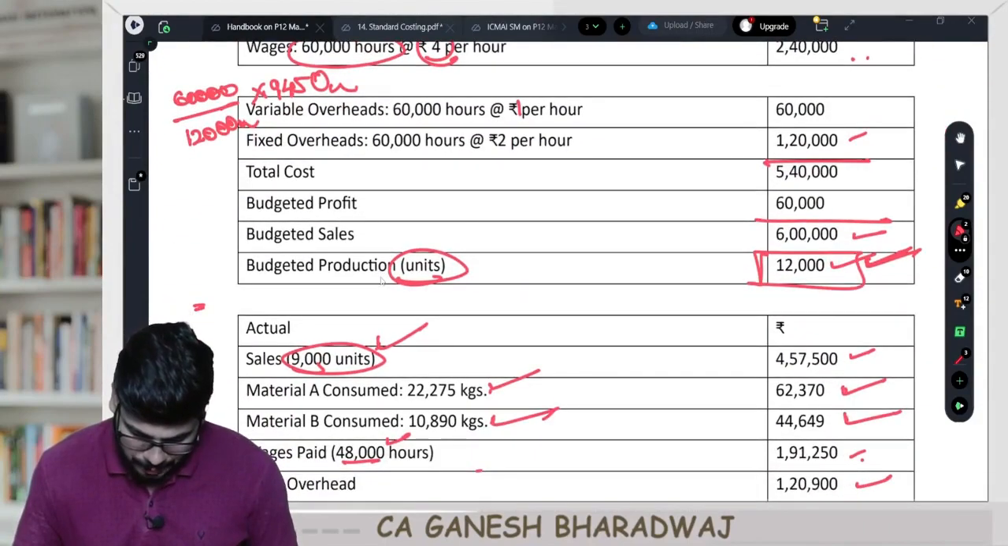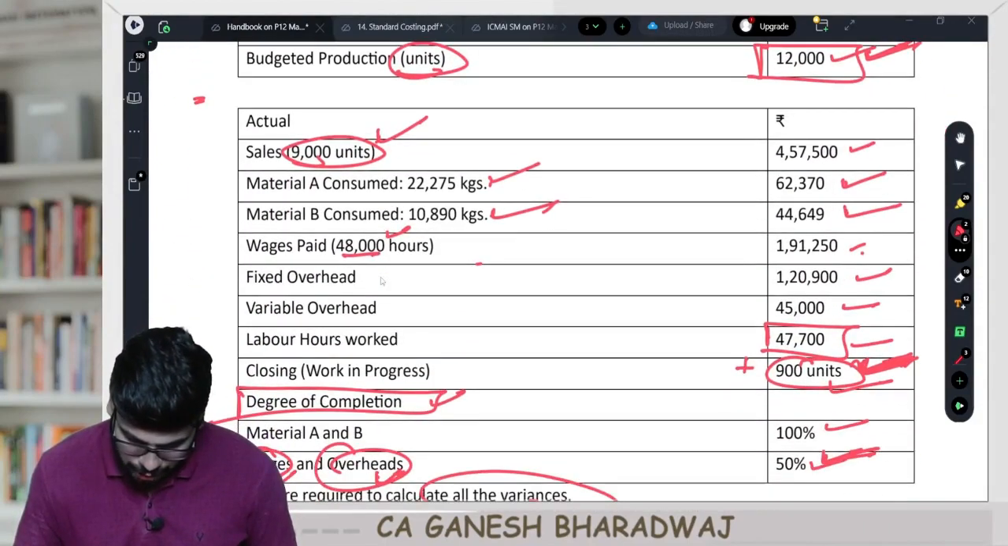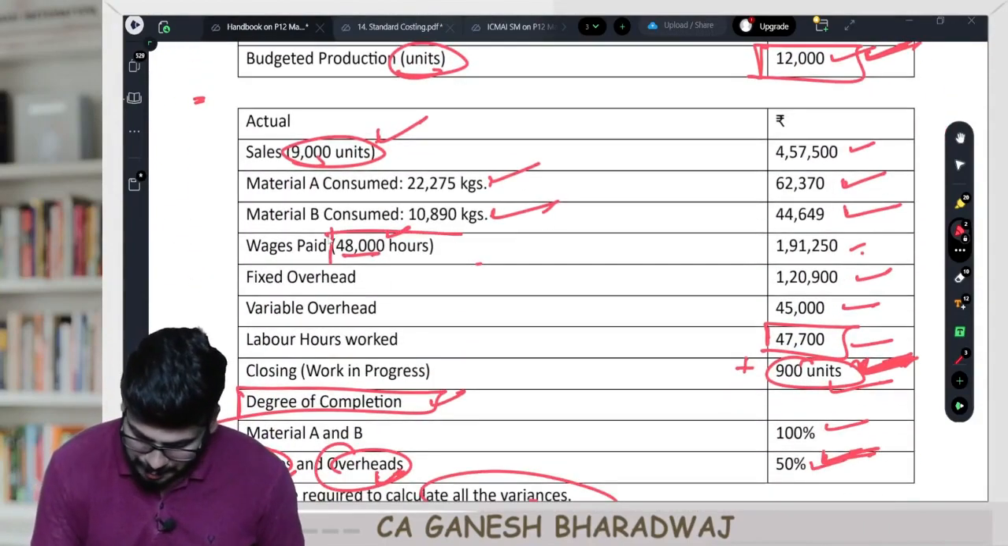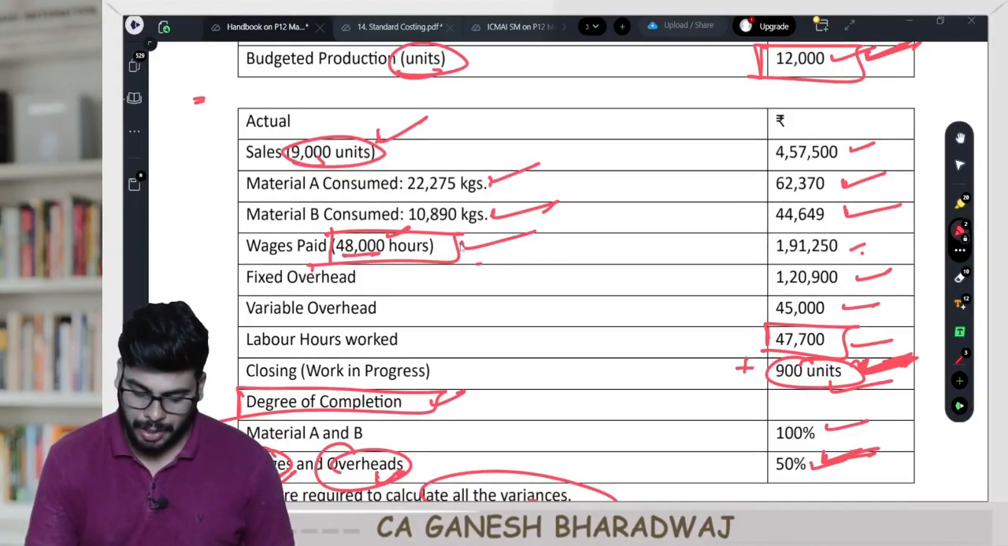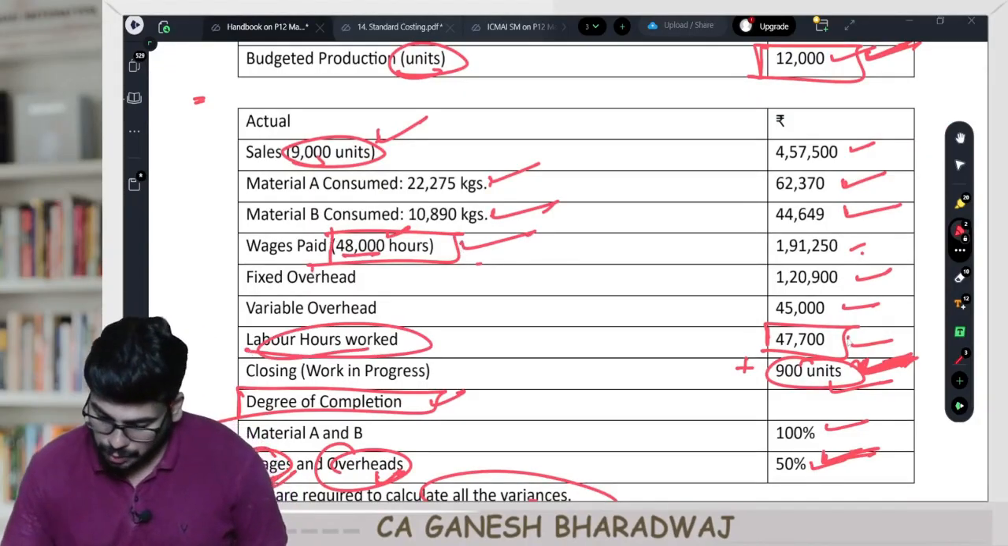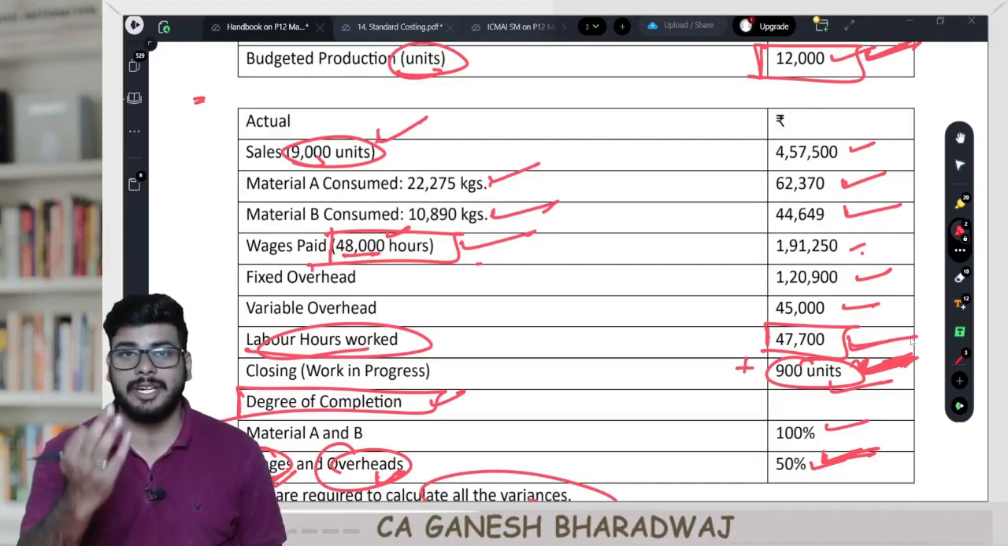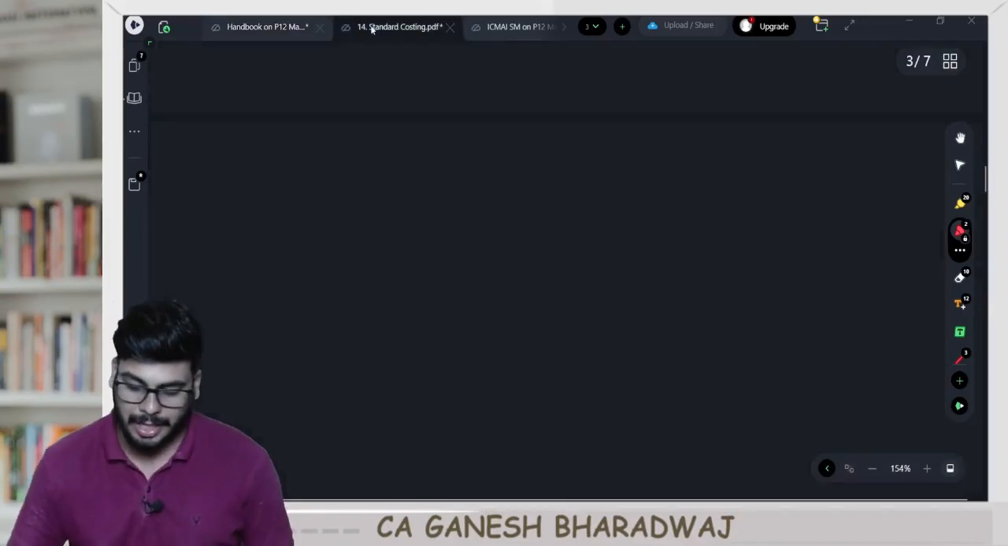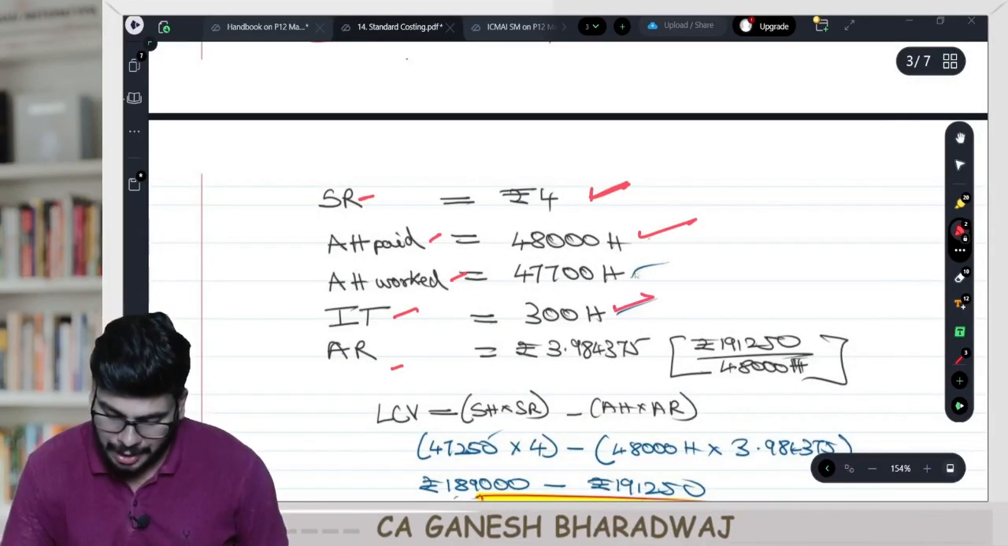One second. Where is it? So the actual hours. Yes. Wages paid, actual hours paid is how much? 48,000, but the actual hours worked was only 47,700. Clearly these 300 hours are nothing but your idle time. Are you clear with this, guys?